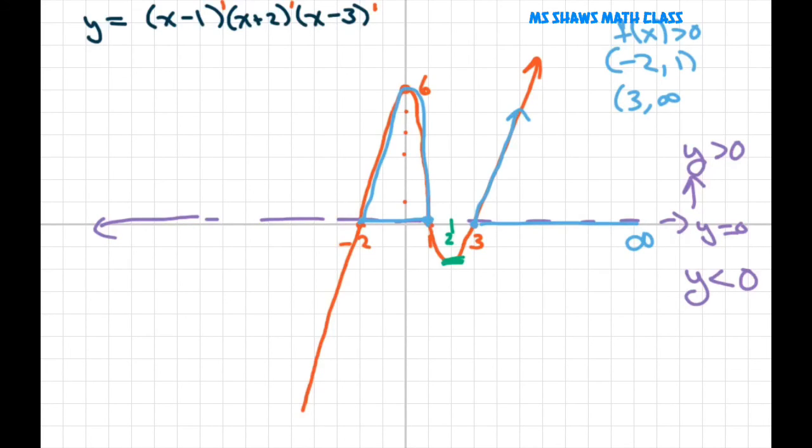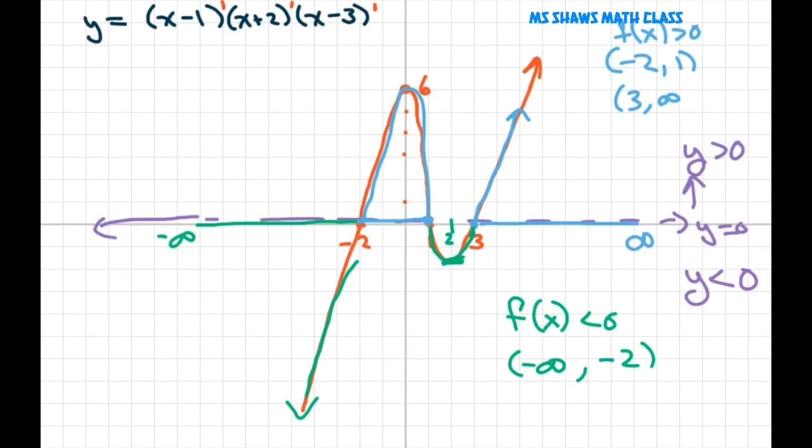Now, where is my f of x negative? It's negative from negative infinity to negative 2, the x values, this piece here. It's also negative in this area, below y equals 0, so that's going to be 1 to 3.